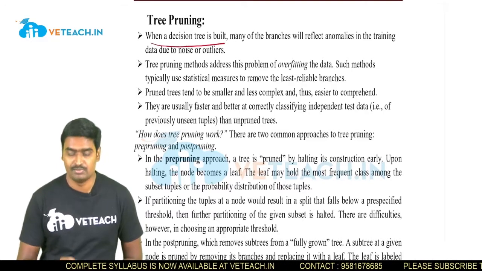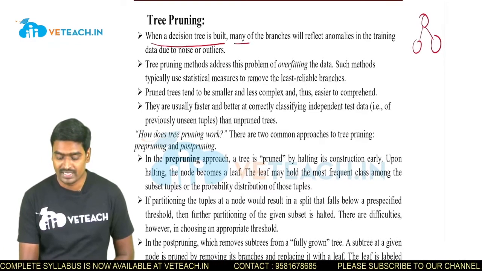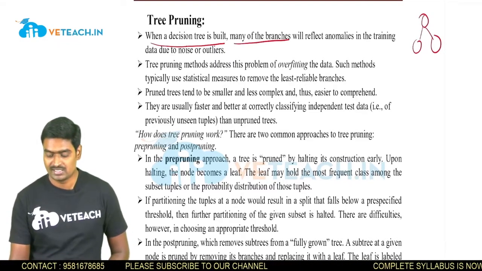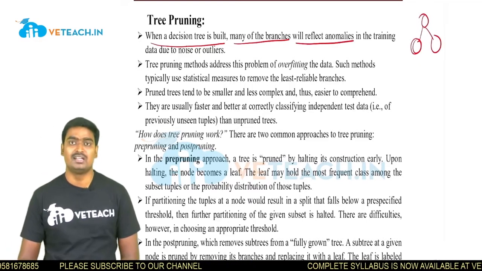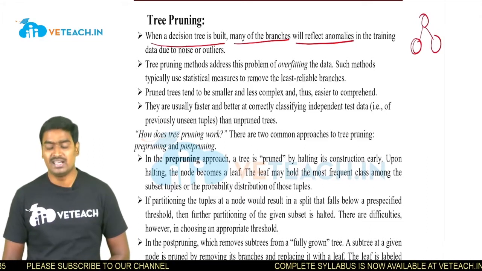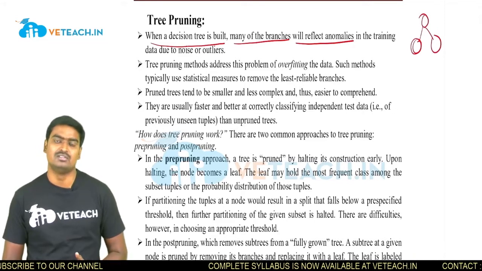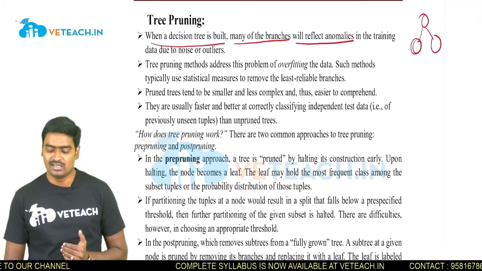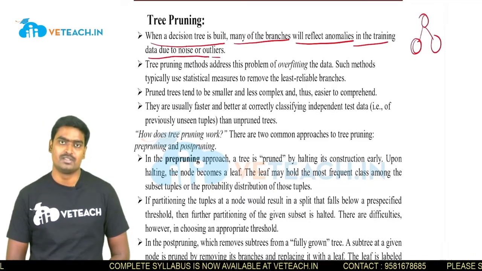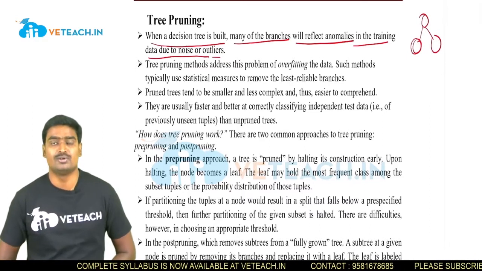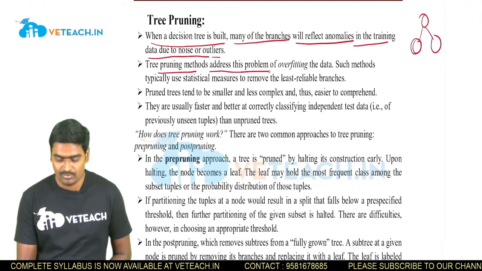When a decision tree is built, many of the branches are generated that reflect anomalies. Anomalies are nothing but unrelated data. In some cases we call it unrelated data. In the training data, this is due to noise or outliers. I already told you what noise and outliers are. Now the tree pruning methods address this problem of overfitting the data.